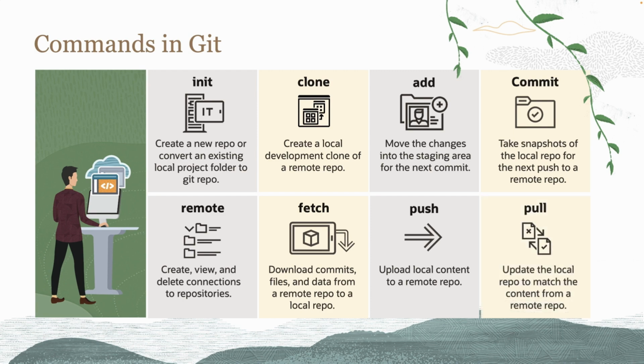Git pull is like git fetch in that it downloads changes from the remote repo. However, it merges those changes into the local repo such that the local repo has all the commits that the remote repo has.